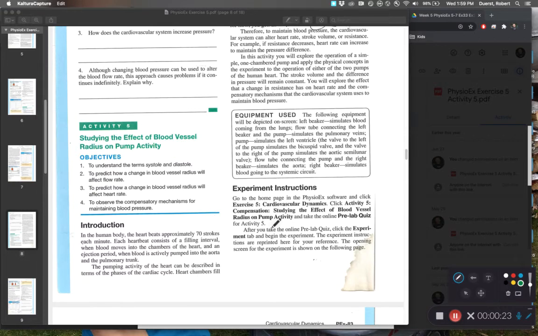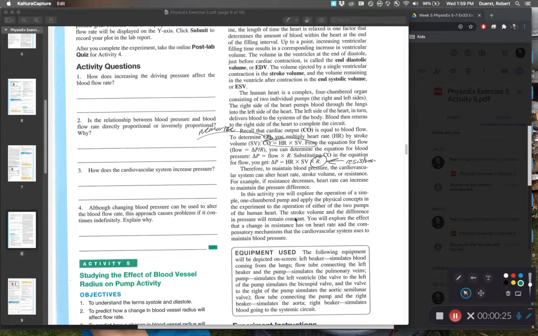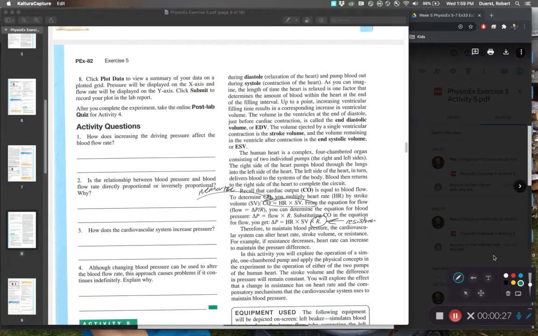As we work through the activity, it's worth emphasizing some key terms that we need to be familiar with. We have systole and diastole. Diastole is when the heart is relaxed. Typically the left ventricle is what we care about, so the left ventricle relaxes. Systole is when the ventricle is contracted.